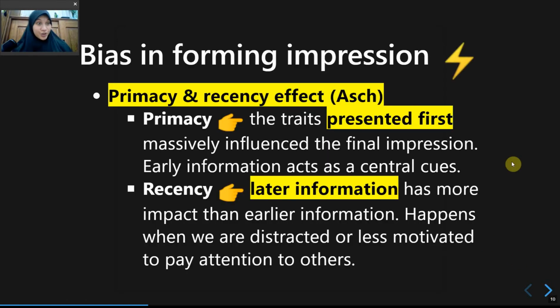But of course, because we're human, we often make mistakes, and mistakes are a part of our life, and there are also biases when we form impressions about other people. So the first bias that happens quite often is the primacy and recency effect. This is something that Asch proposed as well. Primacy bias basically means that the first traits that come initially in a social interaction would affect how we judge others, how we form impressions about others, but it would affect it quite disproportionately.